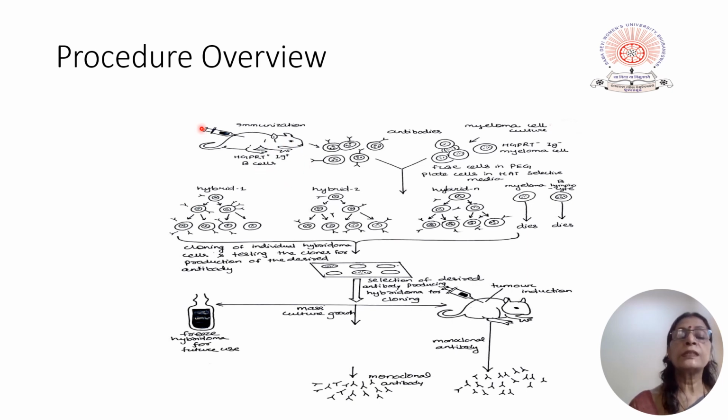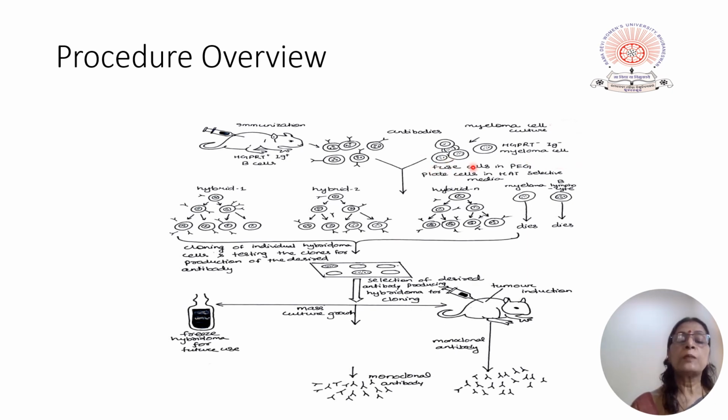So the mouse is injected with a particular antigen. Then after a few days and some screening, the splenocytes are removed, and from the splenocytes the plasma cells are collected. Myeloma cells are specific mutant cells which are HGPRT negative and immunoglobulin negative.